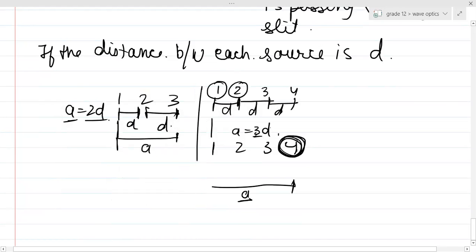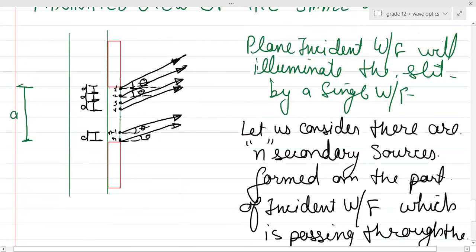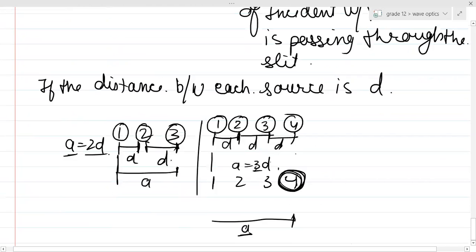Guys, what are these 1, 2, 3 and 4? These are the number of secondary sources, right? You can see 1, 2, 3, 4 and so on. So basically this is the number of secondary sources. If there are n sources over here, a is equal to 3d when there were 4 sources. A was equal to 2d when there were 3 sources.